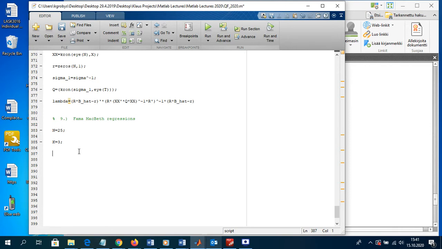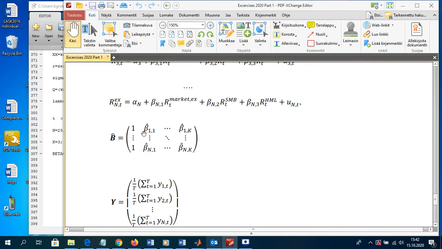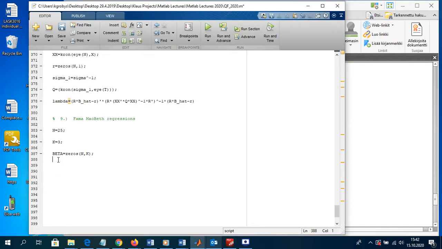The first step is we create this beta hat matrix. Let's call it beta, simple. It's a zero matrix, and we have 25 assets that we are interested in investigating. So this is an N by K matrix, right? Again, why is it N by K? Because we are only interested in these betas here, and we have K risk factors, so it's N by K.